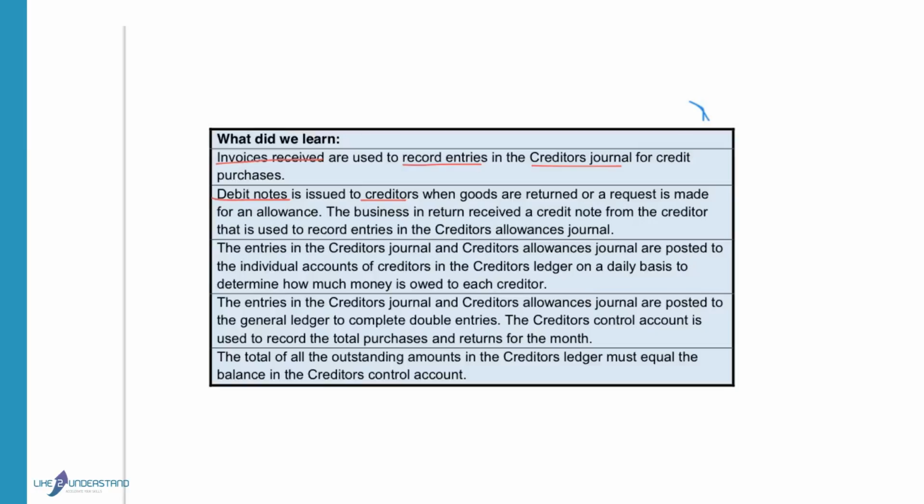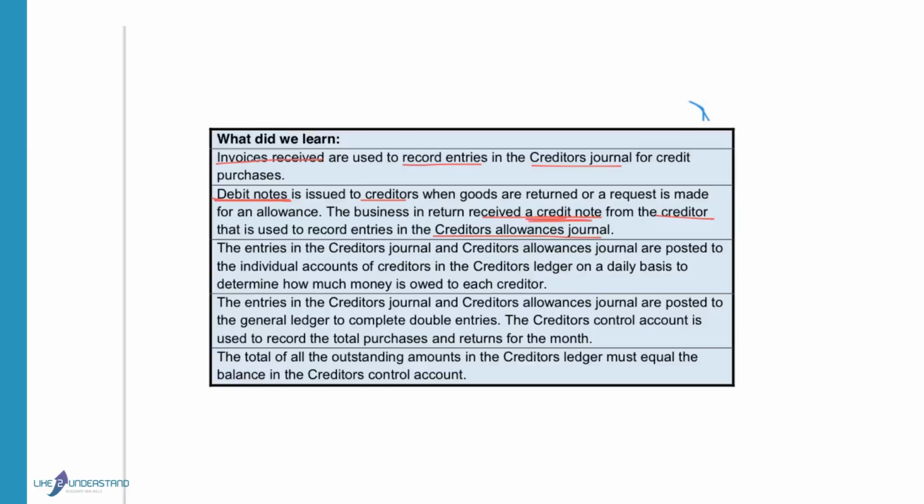The business in return received a credit note from the creditor that is used to record it in the Creditors Allowances journal. So because a creditor has a credit balance, we want to reduce our creditor on the debit side, therefore we issue a debit note. When the creditor is satisfied to reduce our account, in their books, we are a debtor, so they want to reduce our books on the credit side. Therefore, they will issue a credit note to us.